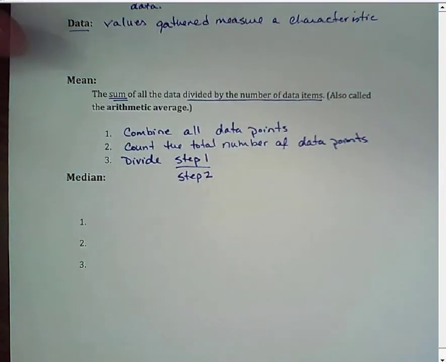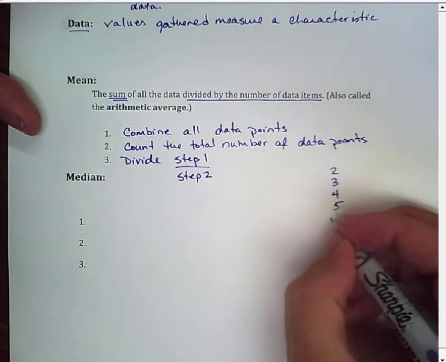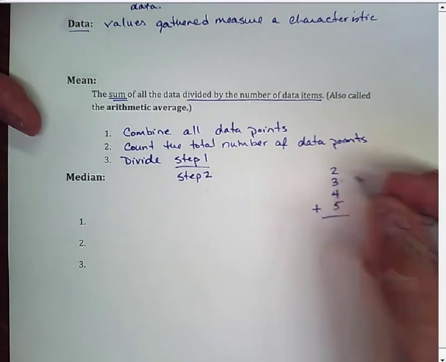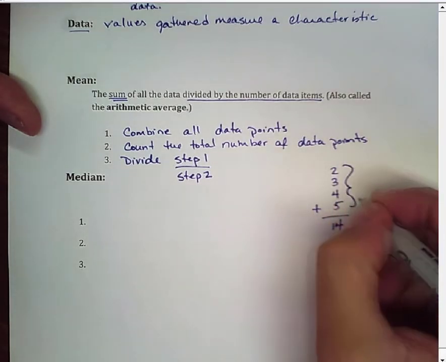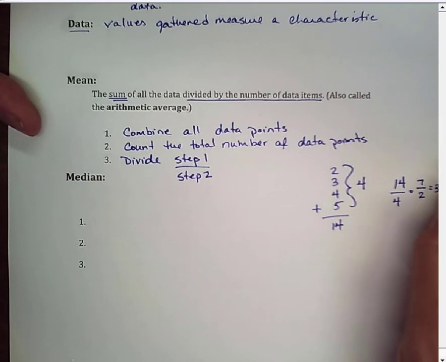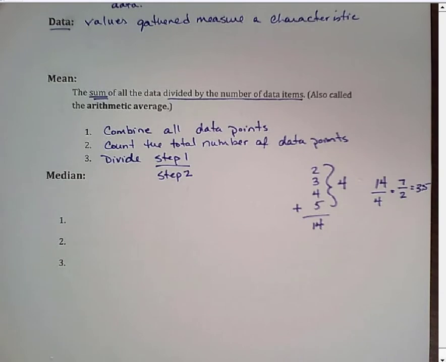It really is. So if I were to have something like 2, 3, 4, and 5, I could combine all of those together. So 5 and 4 is 9, 10, 11, plus 3 is 14. My total number of data points here are 4. So my average is going to be 14 divided by 4, which is effectively 7 divided by 2, which is 3.5. Okay? So that is effectively finding the average of those 4 data points. Now I'll work a few more examples here in a few minutes.